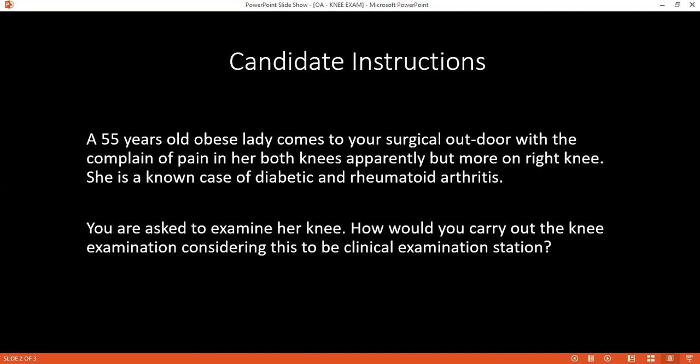bilateral tenderness on both knees, no knee deformity. There is swelling on both knees. And the range of motion is limited actively, but passively I was able to do a full range of motion.